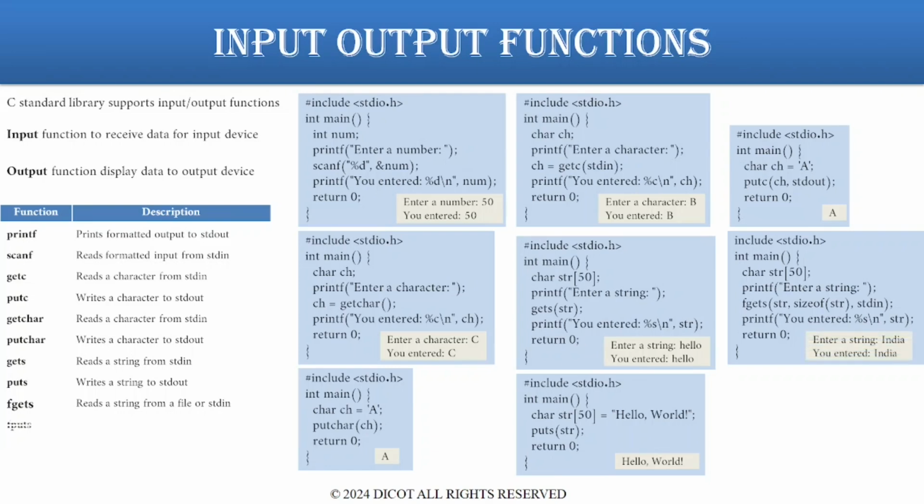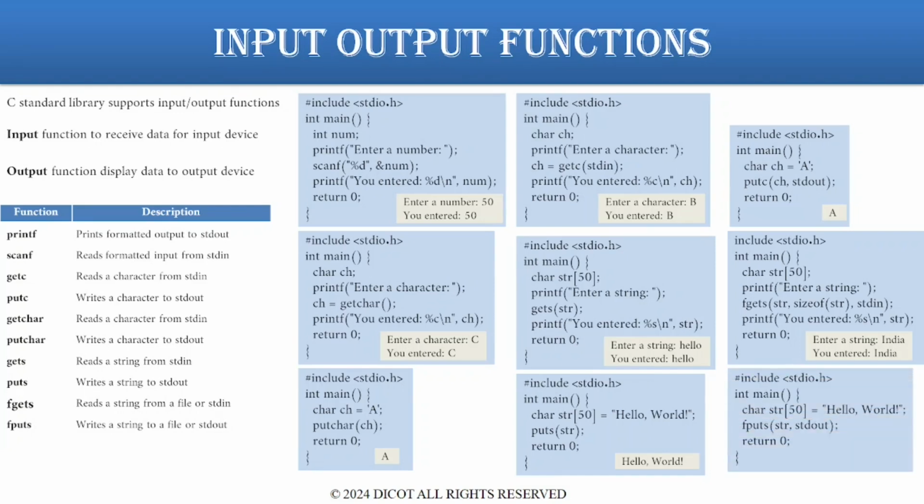fputs writes a string to a file or standard output device. Here the fputs function receives an argument, the character array name that contains the string to be displayed, along with the standard output device. The output of this program is Hello World with an exclamation.